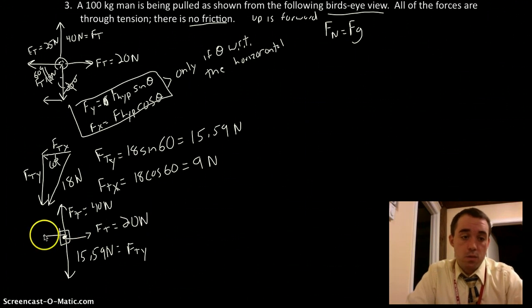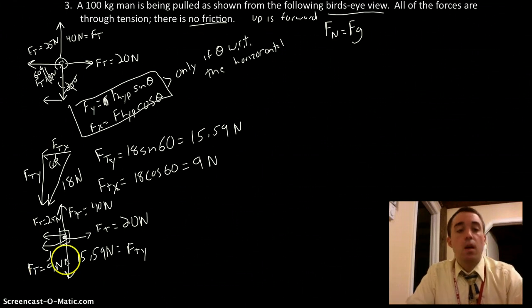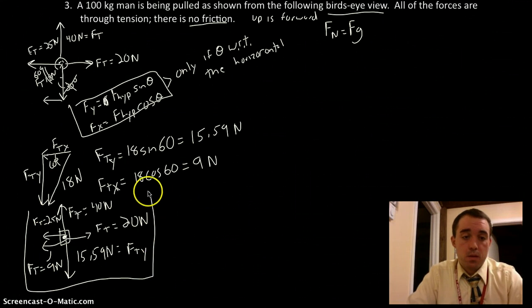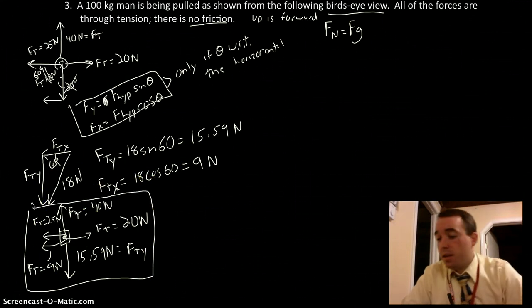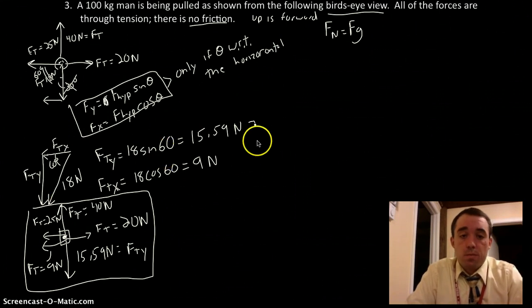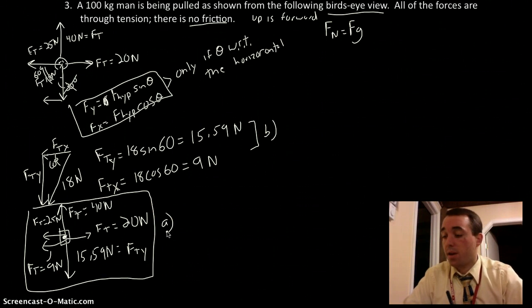We have two leftward forces. One is 25 newtons. And the other is what we just found, of 9 newtons. So, in this case, that's our free body diagram. Really, parts A and B are the same thing. You have to do part B in order to find part A by breaking apart this angle. So finding these two is really solving for part B. Putting everything together is solving for part A.